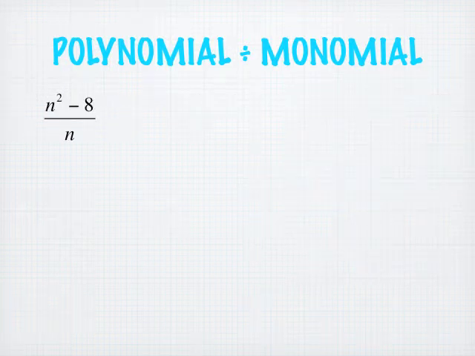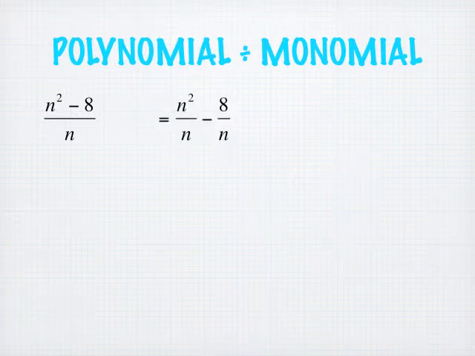N squared minus 8 over n. This looks short and simple, is it? Yeah, it's simple. We'll just split it into many fractions. N squared over n minus 8 over n. And I'll simplify where I can. For the first, n squared divided by n. I have 2 n's on the top, 1 n on the bottom. So I just have 2 minus 1, or I have 1 more on top. So I just have n. And then 8 over n, there's nothing I can do with it. It just stays the same.